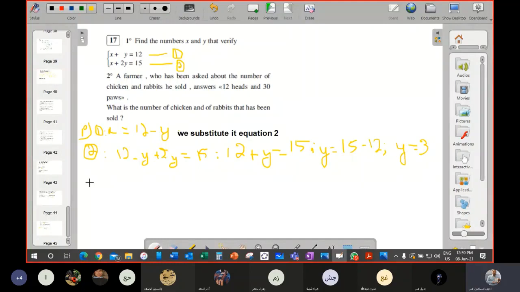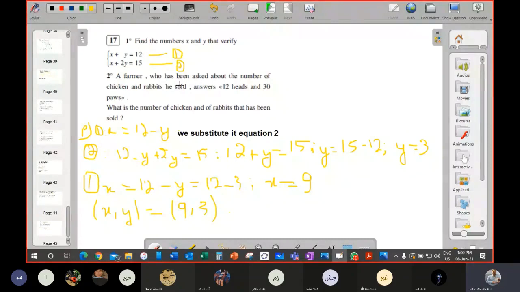Where do you want to substitute y equal 3? In equation 1, we have x plus y equal 12, so x equal 12 minus y, which is 12 minus 3. Therefore, x equal 9. So the solution of the system is (x, y) equals (9, 3).